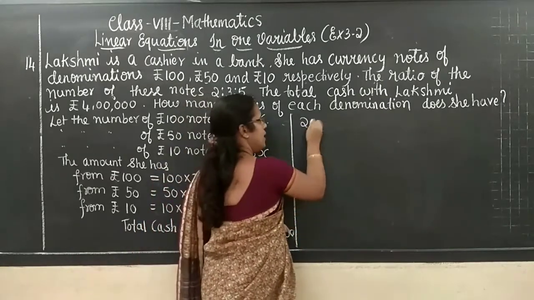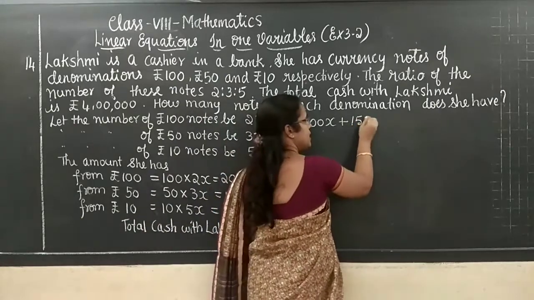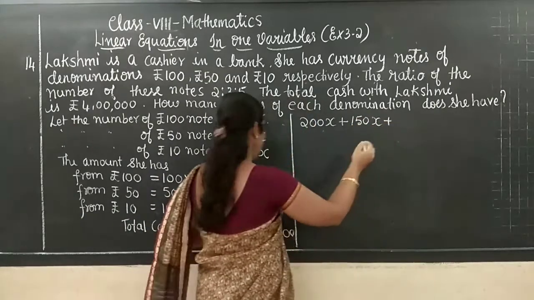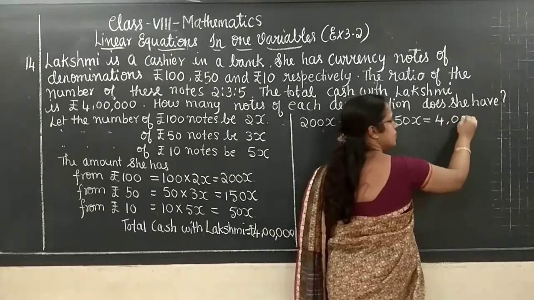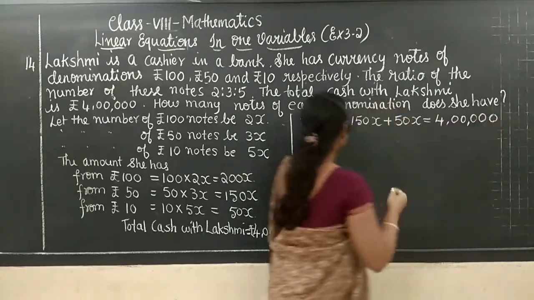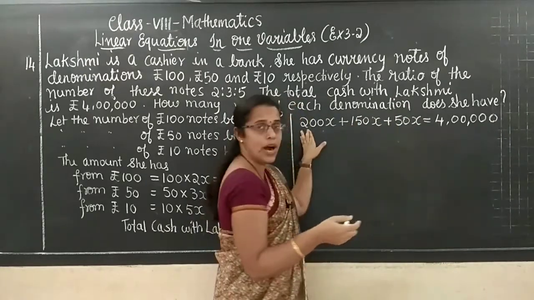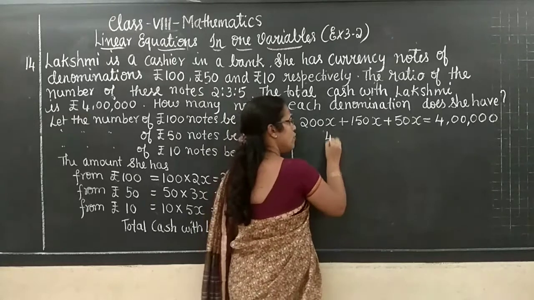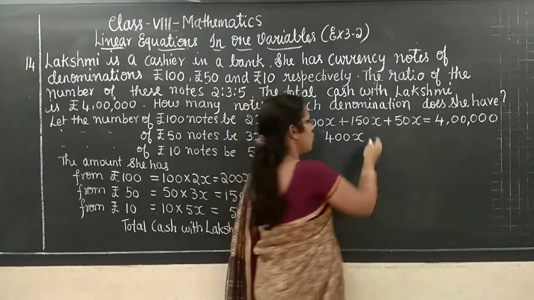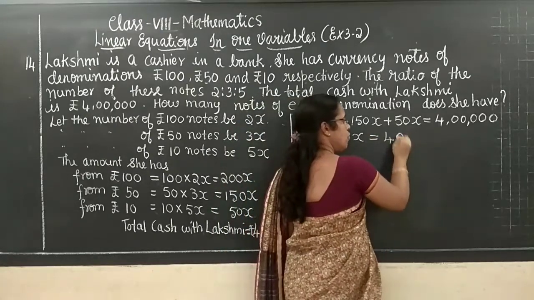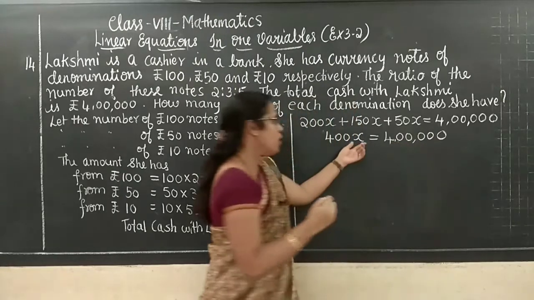Here 200x plus 150x plus 50x is equal to 4 lakh. Now 150 plus 50 is 200, and 200 plus 200 is 400. So 400x, because they are like terms and can be added. So 400x is equal to 4 lakh.